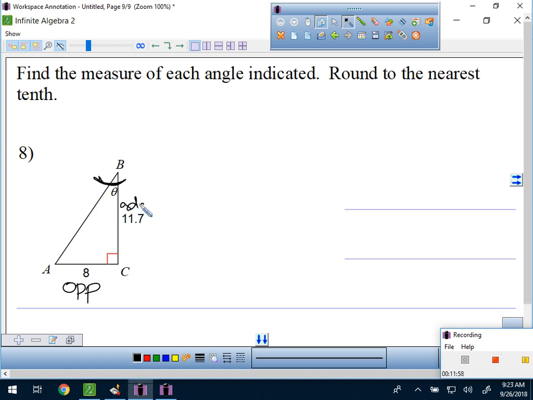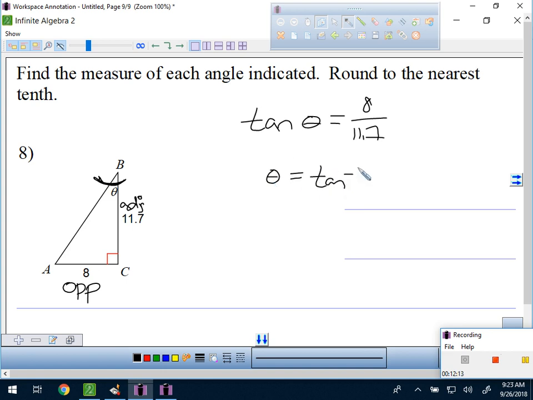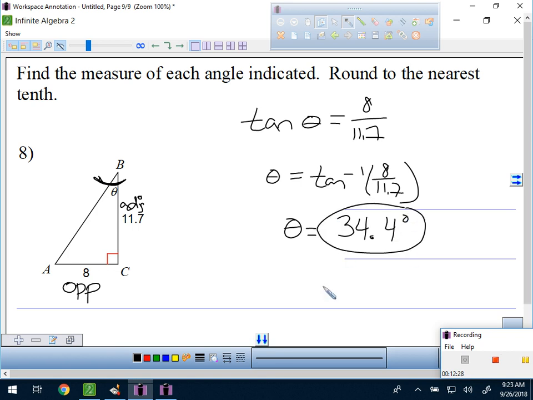So this is my adjacent. So I'm going to say tangent of my angle is opposite, so 8 over adjacent, which is 11.7. Remember, whenever you're trying to find an angle, that is the only time you do inverse. And so you're literally going to do tan inverse of 8 divided by 11.7, and that should give you 34.4 degrees. And the answer choices are going to be so far off that you'll be able to pick. You don't have to worry about one being 34.3 and one being 34.5. The answers are going to be spread out that you know which one is the correct answer. So no worries about that for number 8.